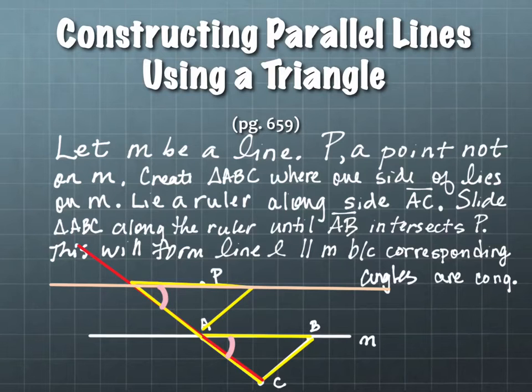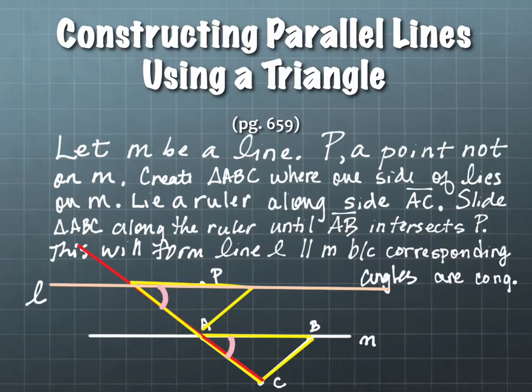It's clever, right? You could physically do this, right? You could actually create this triangle on a piece of paper. You could physically move it, not just virtually the way I'm doing it on this screen right here. And it would create that peachy colored line there at the top, line L, that would be parallel to line M.